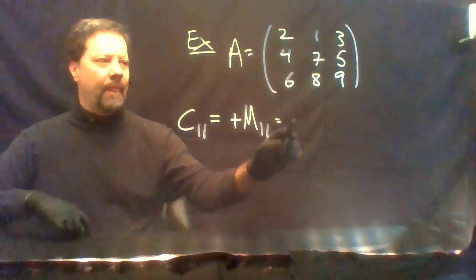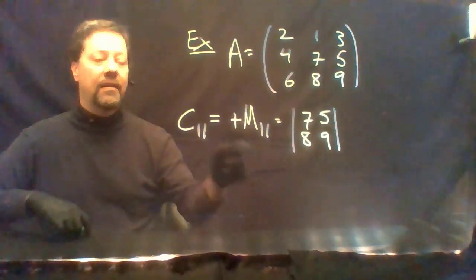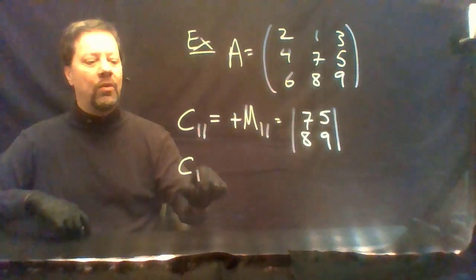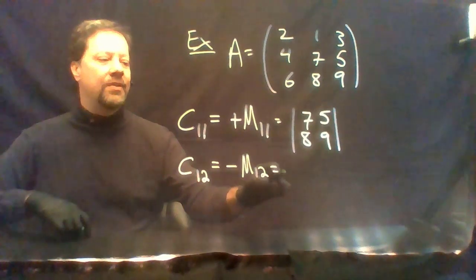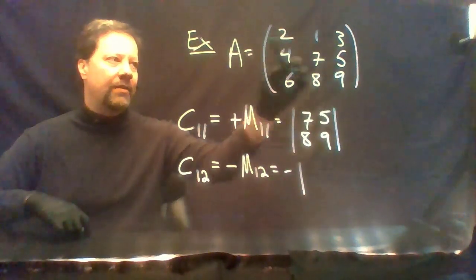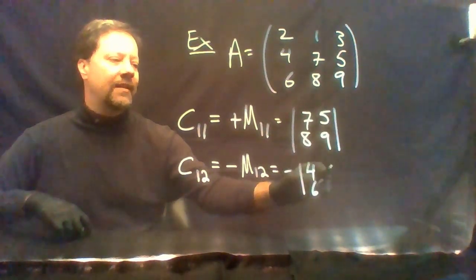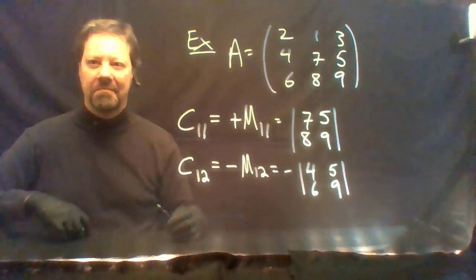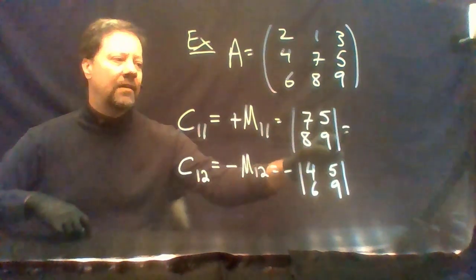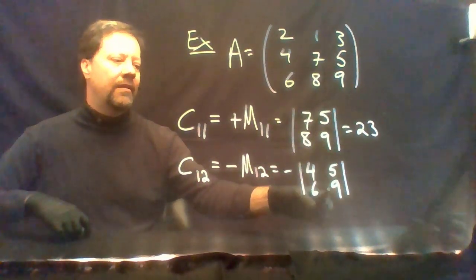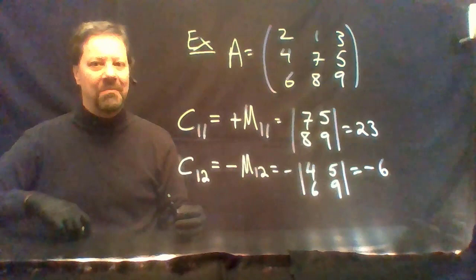M11, and that is 7, 5, 8, 9 in the determinant. C12 will be minus M12, and so that's minus the determinant that you get by crossing out the first row and second column. First column of what's left is 4 and 6, and then 5 and 9. Well, the first one you get 63 minus 40, which is 23. 36 minus 30 is 6, but we have to affix the minus sign, and so you get minus 6.